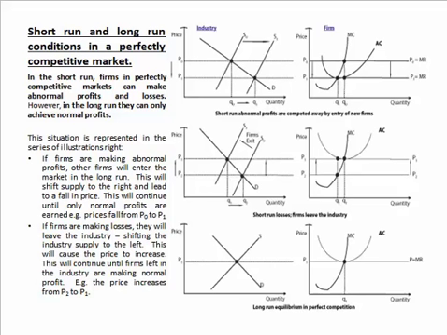If firms are making losses, they will leave the industry, shifting the supply to the left. This will cause the price to increase. This will continue until firms left in the industry are making normal profit. For example, the price increases from P2 to P1.